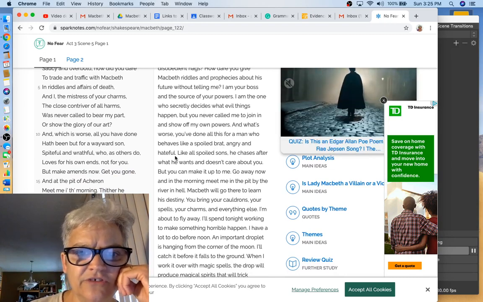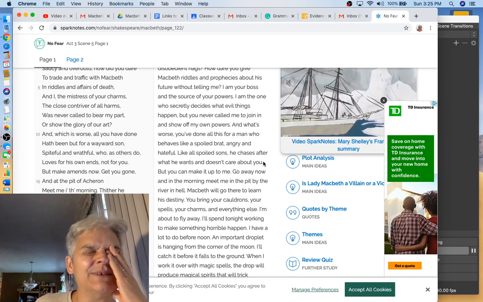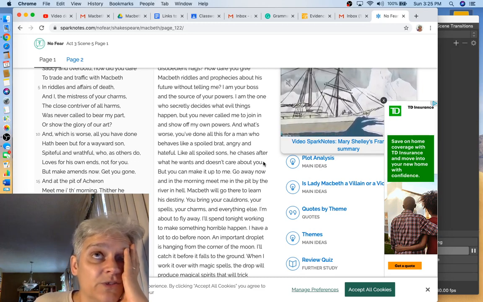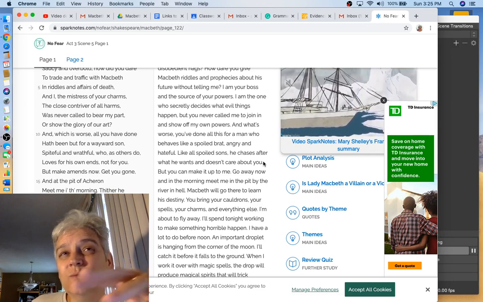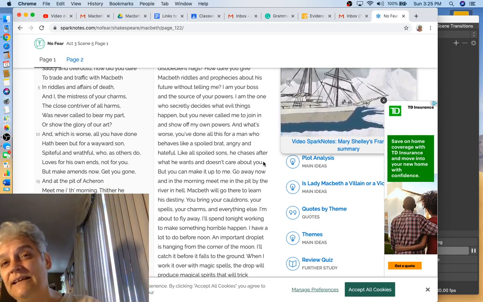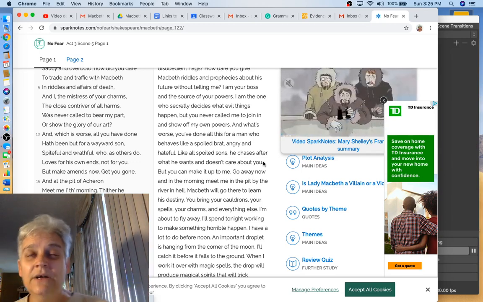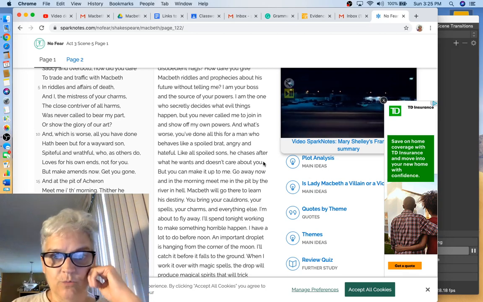Like all spoiled sons, he chases after what he wants and doesn't care about you." You know, I don't like her assessment of Macbeth, to be honest with you. He becomes this way because of the witches' prophecies. They tap into his ambition and they tweak him so that he does act in this more selfish manner.